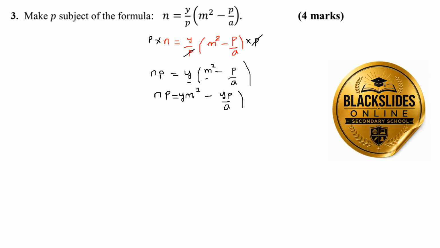Then we bring terms that contain p to one side of the equation. Take note, we have a p here, we have another p there, so bring them to one side of the equation. In this case, we shall have np adding yp over a. This must be equal to ym squared.